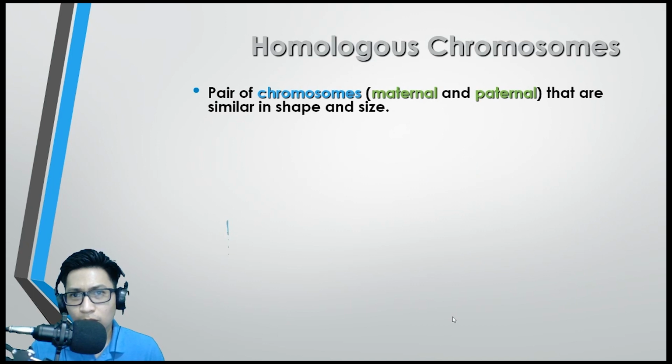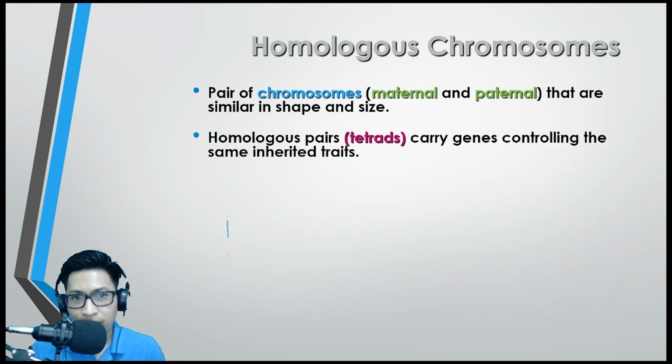Now, ano nga ba yung homologous chromosomes? Homologous chromosomes are pair of chromosomes from maternal and paternal that are similar in shape and size. Okay, take note of that. They are similar in shape and size. Homologous pairs, or what we call the tetrads, carry genes controlling the same inherited traits. Ibig sabihin, kaya yung chromosomes that are similar in shape and size because they also contain the same inherited traits.